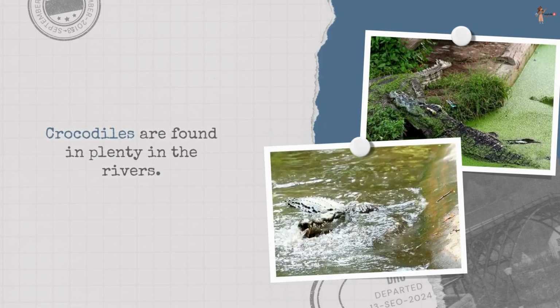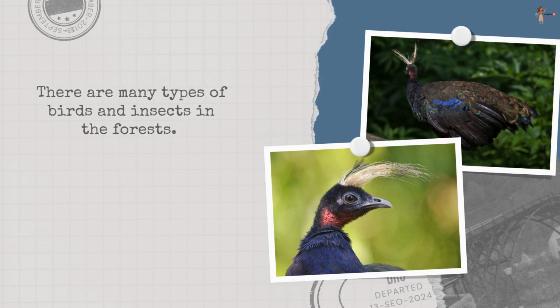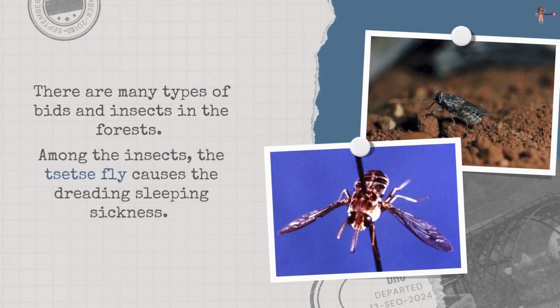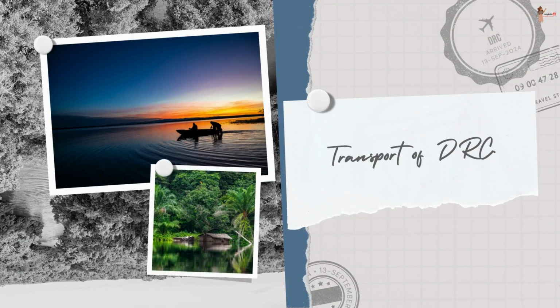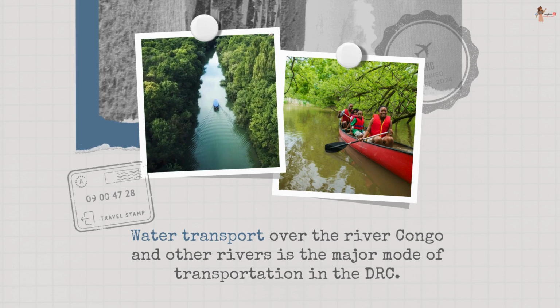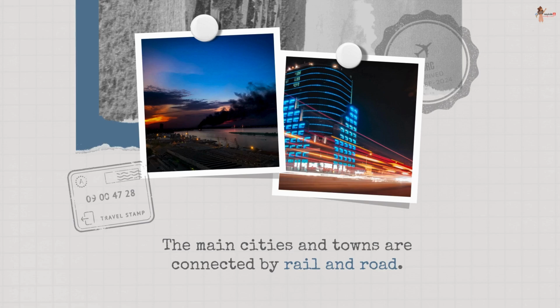Crocodiles are found in plenty in the rivers. There are many types of birds and insects in the forests. Among the insects, the tsetse fly causes the dreaded sleeping sickness. So, this was wildlife in DRC. Next is transport. Water transport over the river Congo and other rivers is the major mode of transport in the DRC. The main cities and towns are then connected by rail and road.